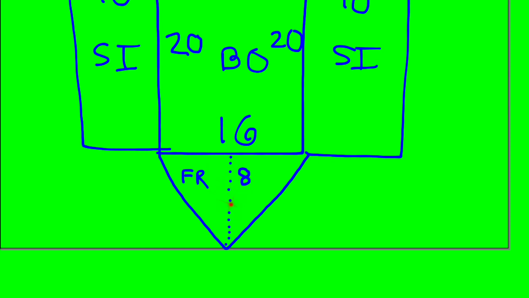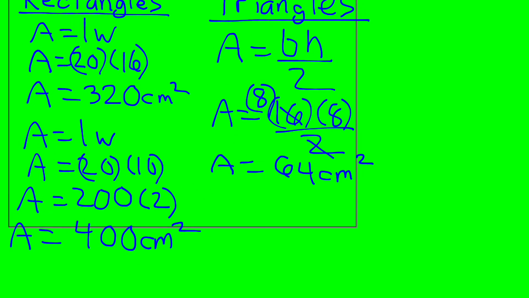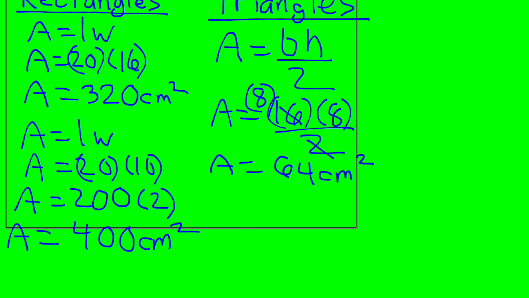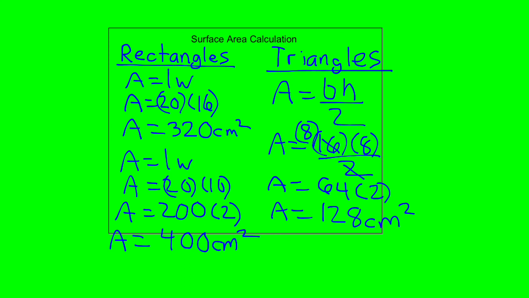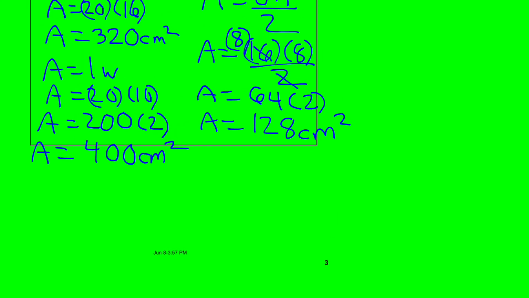But remember, we have 2 triangles that are the same. So we'll take that 64 centimeters squared and we'll double it because we have 2 triangles that are the same. We'll double that and we get area equals 128 centimeters squared. And now you've calculated the area of the bottom rectangle, the area of the 2 side rectangles, and the area of the 2 triangles. And now all you need to do to get the total is add them up.